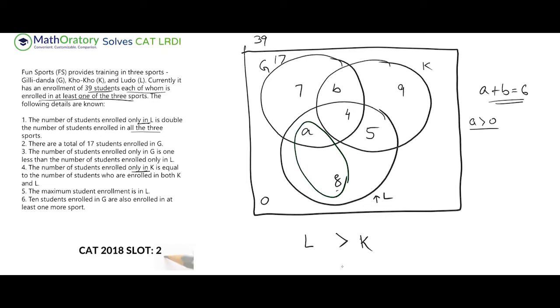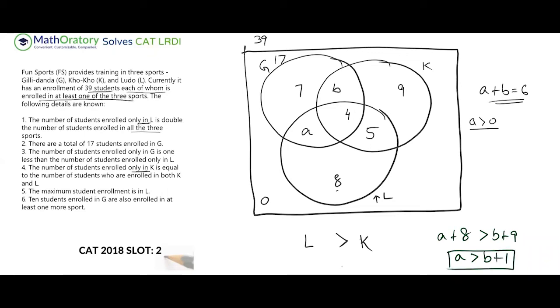This part of L has to be greater than this part of K. So A plus 8 has to be greater than B plus 9, right? So this is interesting, because if A plus 8 is greater than B plus 9, it implies that A has to be greater than B plus 1. So this reduces some of the cases, right?